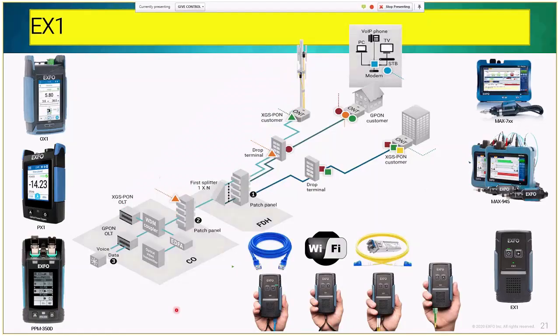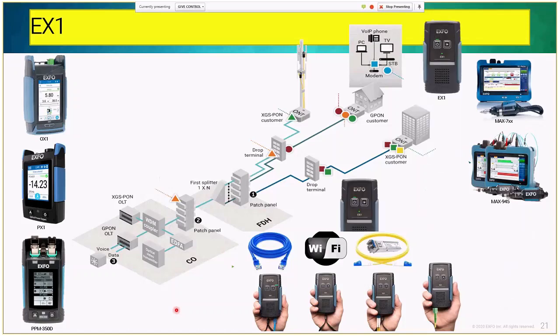So for the case scenario of the internet being slow, the instrument that I should use is an instrument that allows me to go on different layers of the network. So moving from the physical layer already to layer 2, 3, and 4 of the network. And the answer for this question is the EX1.